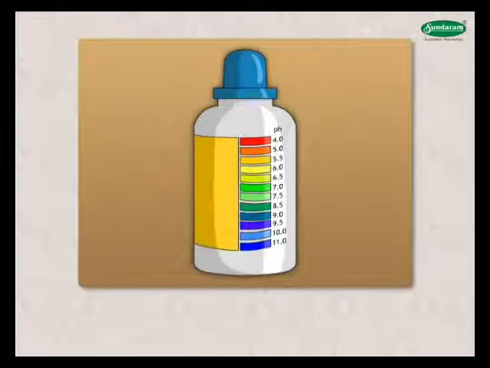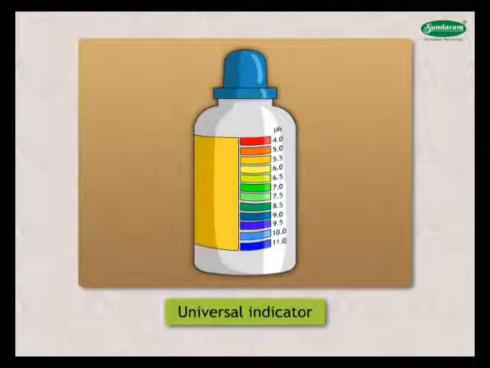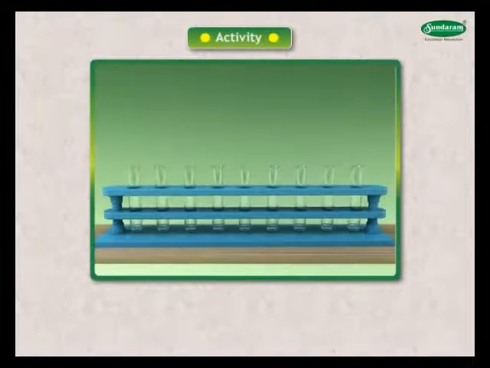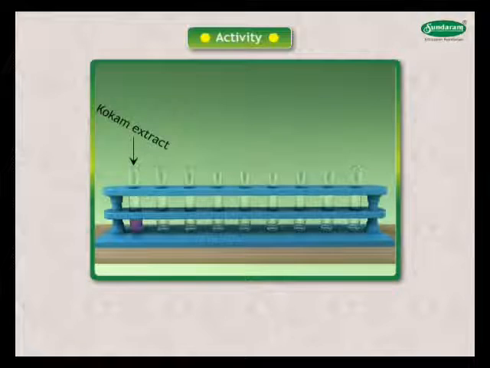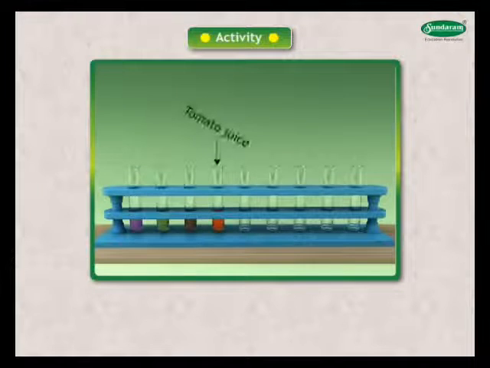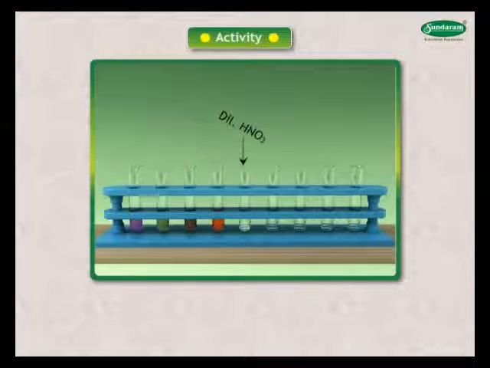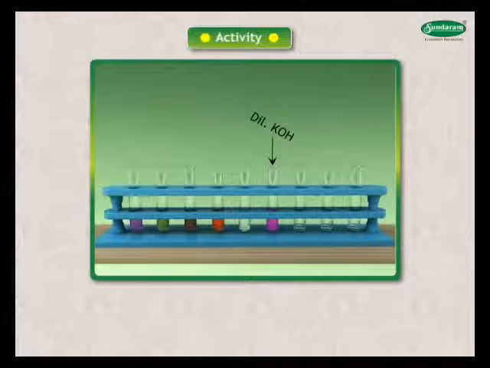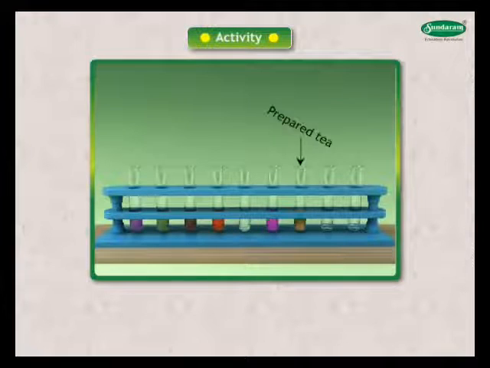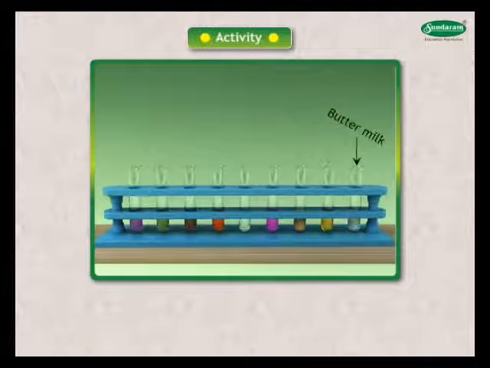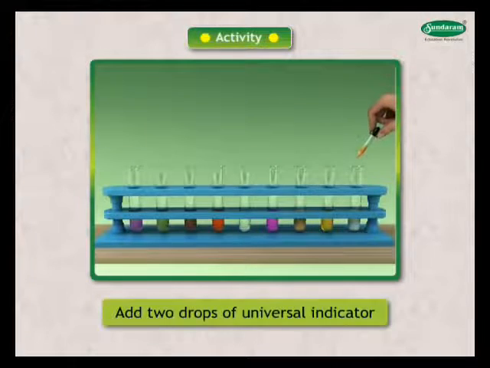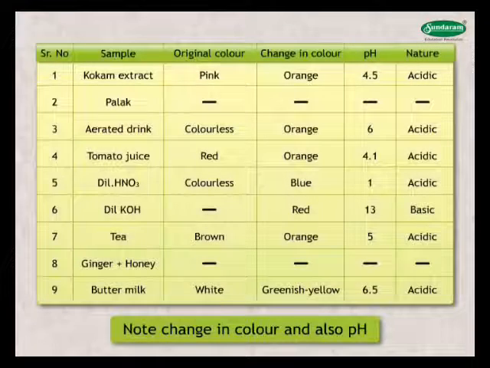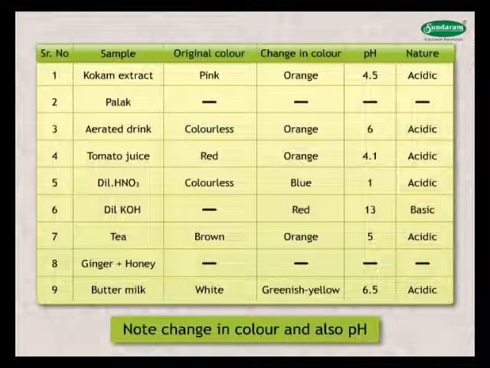Mixture of several indicators is known as universal indicator. Let us perform this activity. Collect samples of kokum extract, palak extract, any aerated drink, tomato juice, dilute HNO3, dilute KOH, prepared tea, ginger with honey and buttermilk in test tubes and add 2 drops of universal indicator to each. Note change in color and also pH.